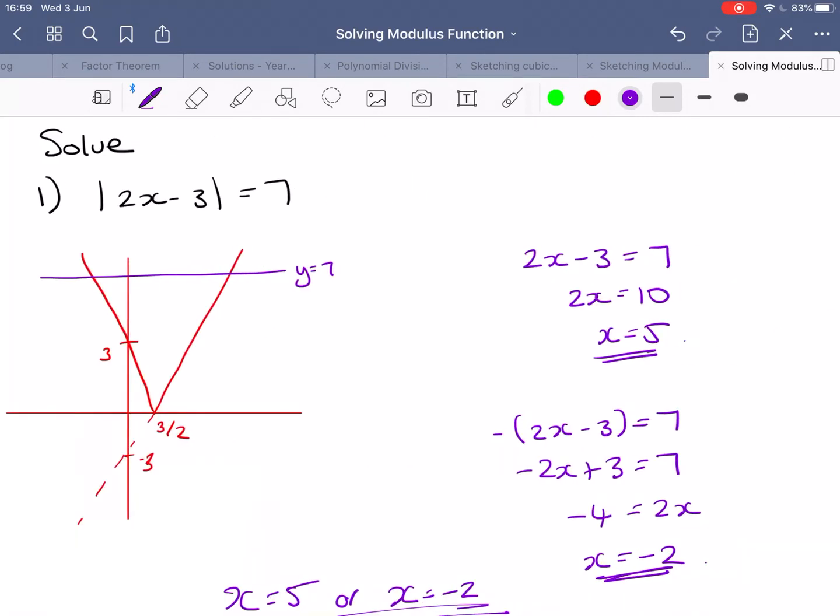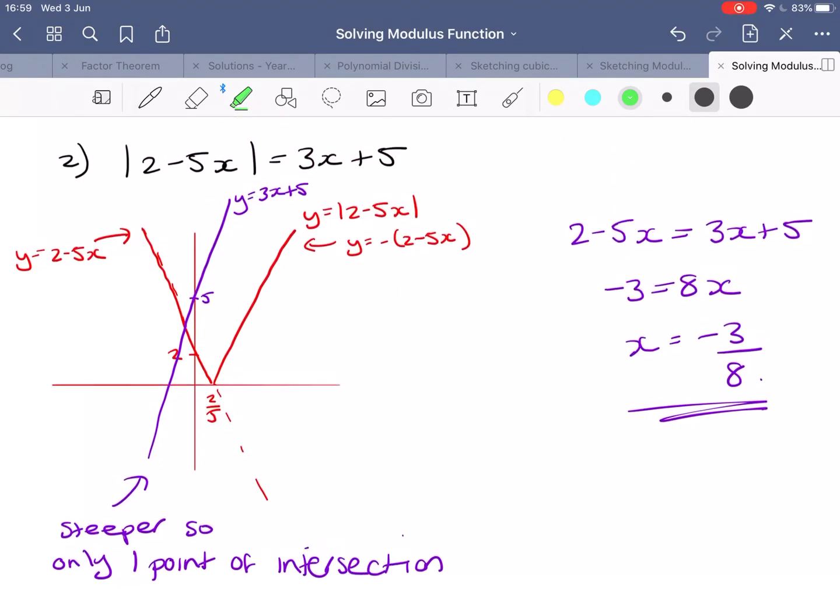Okay, so first one, fairly straightforward. You've got the positive version of the line crossing y equals 7, and you've got the negative version of the line crossing y equals 7. So you should have got x equals 5 or x equals minus 2.